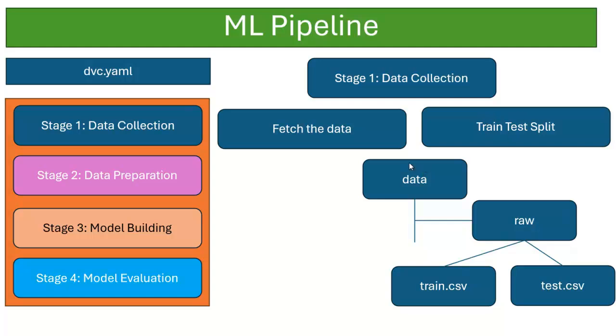Then we will create a folder with name data. Inside this folder data, we will create another folder with name raw. And we will store our separated files, that we have separated using train test split, into this folder raw with names train.csv and test.csv. Now let me show you this practically. Let's jump back to VS Code.